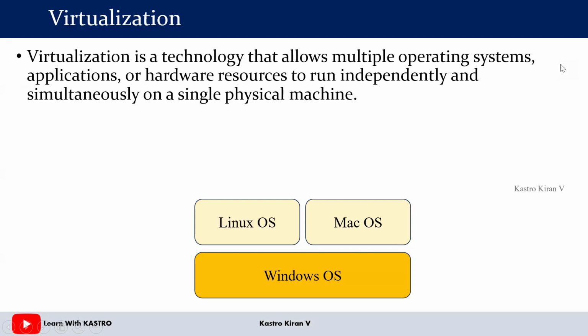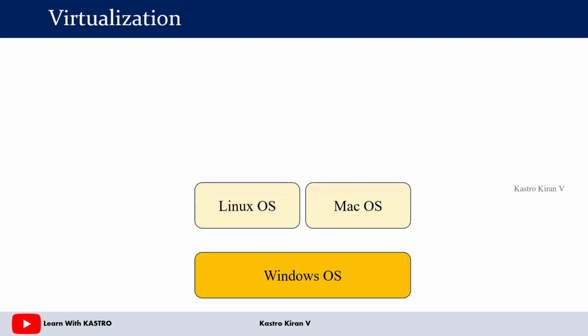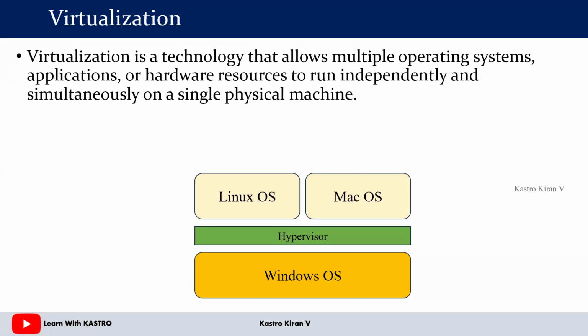install two types of operating system in order to check the compatibility of the application. Now, if you ask me, is it that simple to host multiple operating systems on a single physical machine? It's not that easy. In order to do this kind of setup, we need a software which is known as hypervisor.